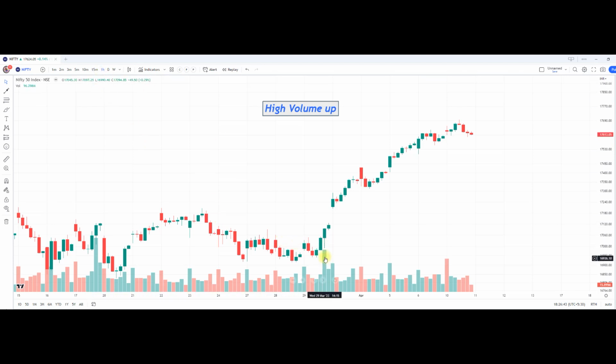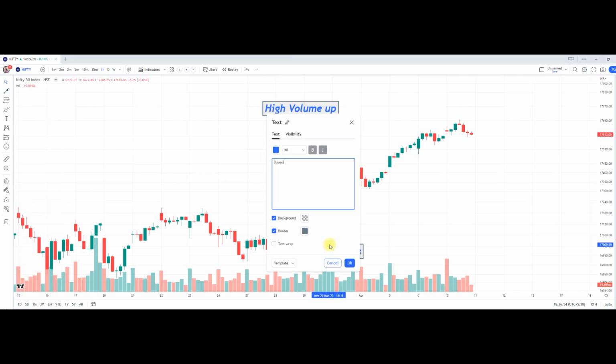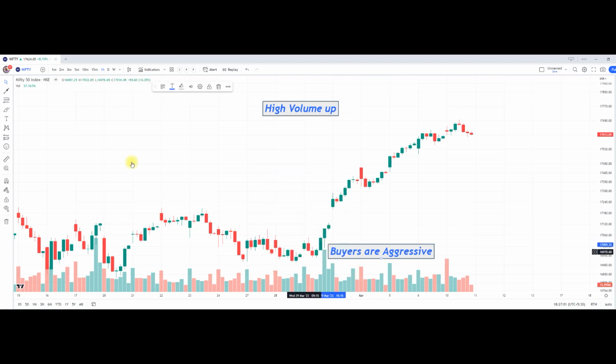So you can see here that the volume is more and the candlestick is also green in color. What does this mean? This means that the buyers are aggressive at this point. There is a huge volume and the buyers are aggressive, and after the uptrend in the market, we can see that there is a huge move, a rally in the market, that is the price started moving after that.